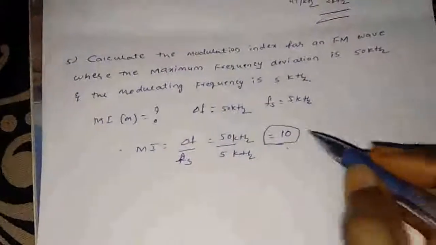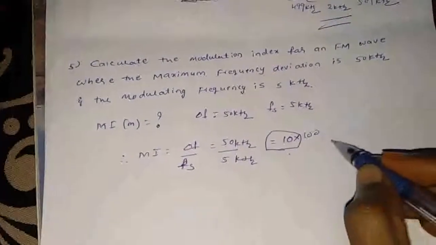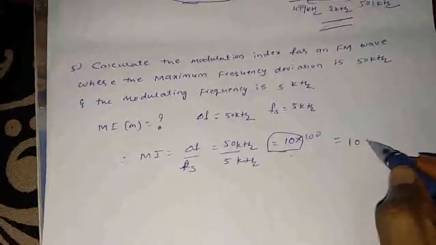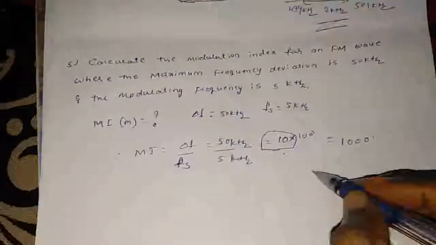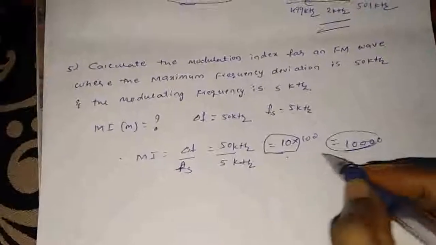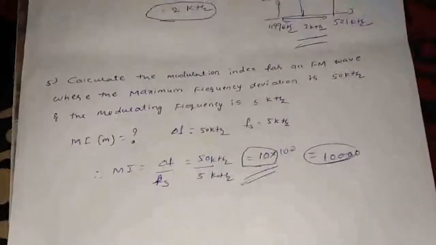In percentage, 10 into 100 gives 1000, or 10,000, that is the answer for the modulation index and modulation factor.